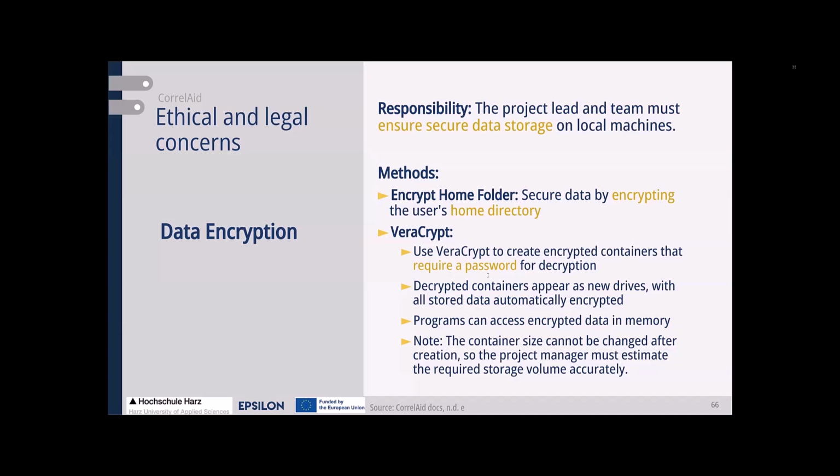The next thing is about encryption. You might secure the data by encrypting the user's home directory. Here is the app VeraCrypt. It's a program where you can create encrypted containers that require a password for decryption. So you can store your data and secure it with a password, and this password is only handed over to those volunteers that are screened by the organization.